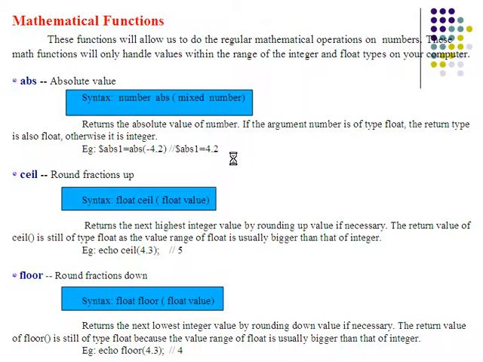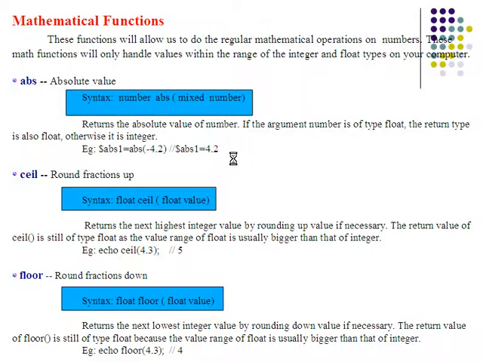The next function is ceil. The function ceil rounds fractions up. If you give any float value as a parameter to this function, it rounds the fraction up to the nearest value. It returns the next highest integer value by rounding up if necessary. The return value of ceil is still of float type. Why? Because the value range of float is usually bigger than that of integer. However, it returns a nearest integer value, but the actual return type of ceil is float.